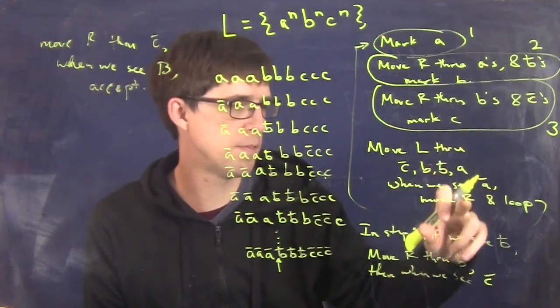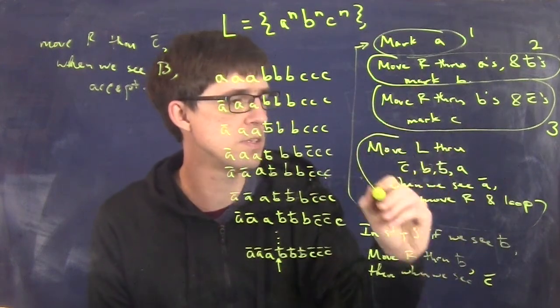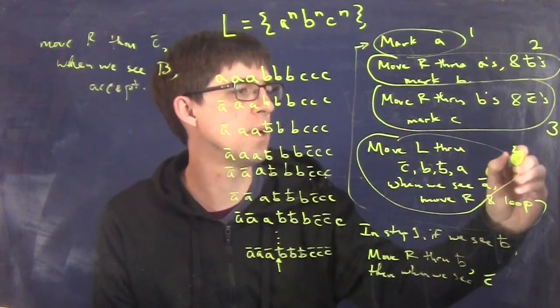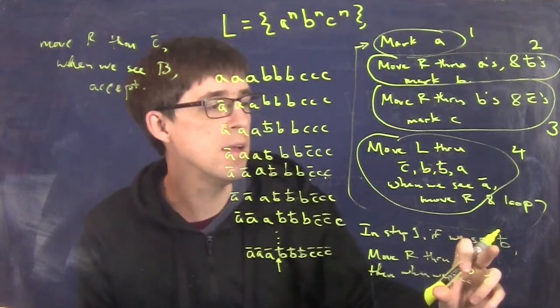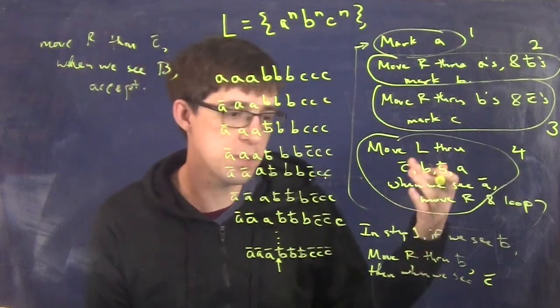Then we move to the left through all of that, and when we see this, we move to the right and go back to the beginning. So this is another state, right? I'll call that state 4. And then this is the main loop here, and then there's the end game, which involves another several states.